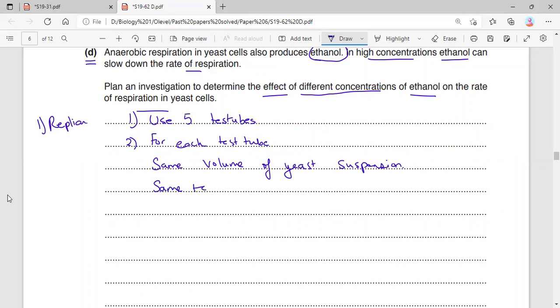Same temperature. I do not need to change the temperature in this investigation. Why? Because I am determining the effect of different concentrations. So this is the changed variable here. The changed variable is the different concentrations. Everything else should be the same.